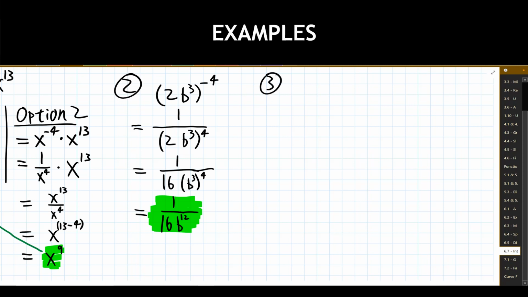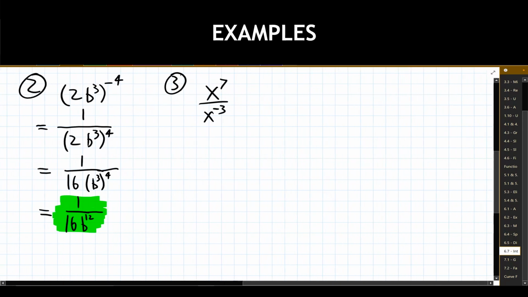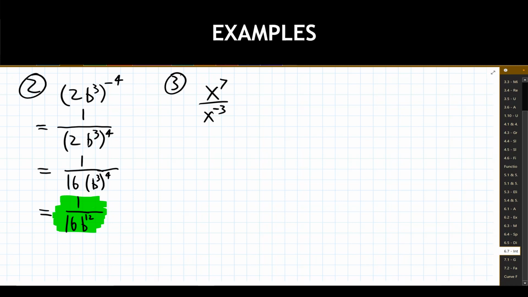Looking at our third example, we have x to the 7th over x to the negative third power. Again, we have two options. We can either work with the negative exponent and see what happens from there, or we can notice the bases are the same and they are dividing, so I can apply the quotient property. Either route is your call. They can get you the same answer. Just make sure you're being very precise in the steps that you are taking to get there.